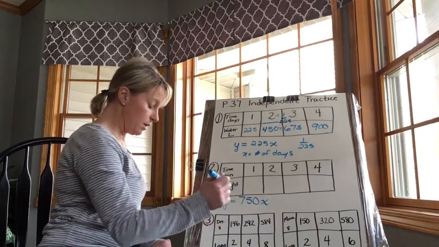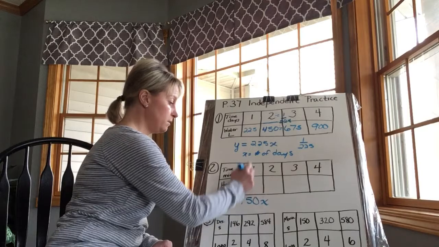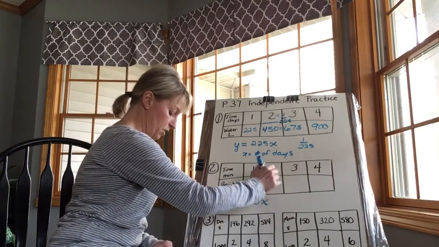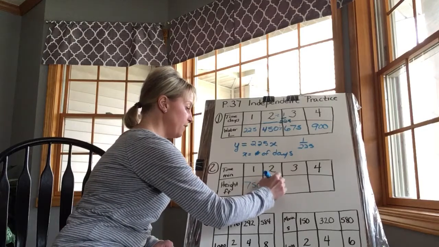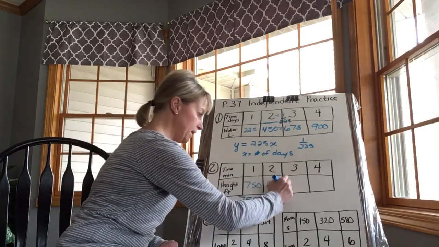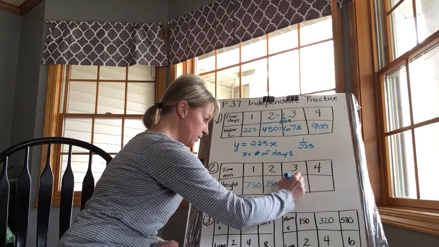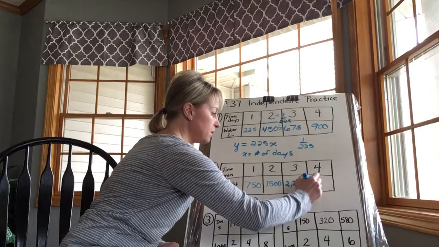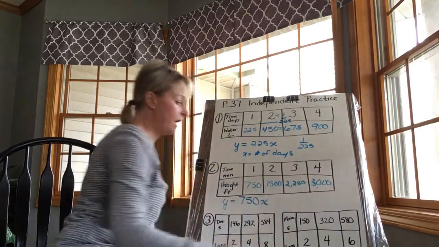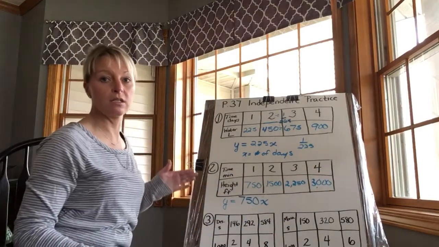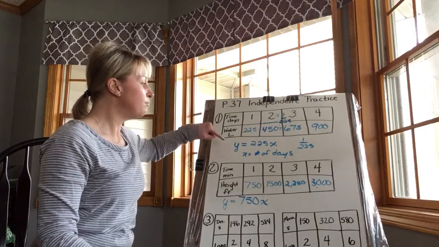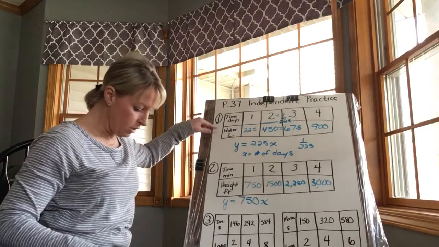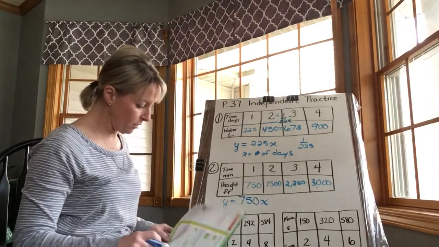So 750 times 1, because it's 1 minute, would be 750. 750 times 2 is 1,500. 750 times 3 is 2,250. 750 times 4 is 3,000. So as you can see, we're filling up these charts and showing, make an equation, work the equation, fill it into the chart. You would do the same thing with number 3.